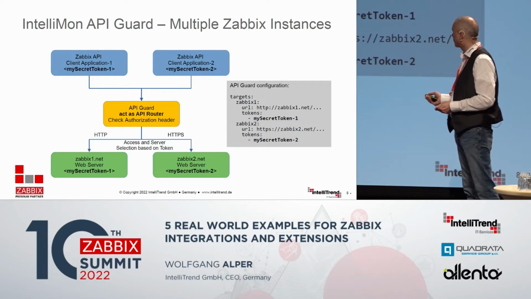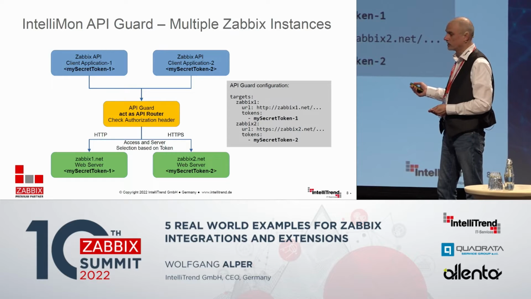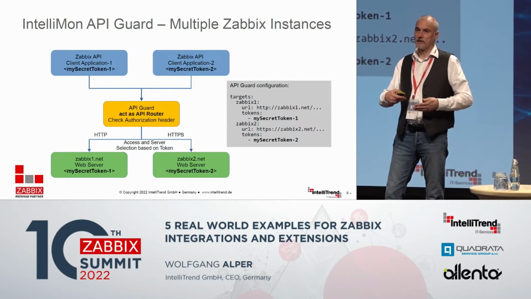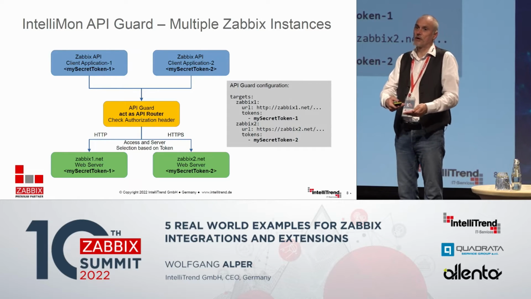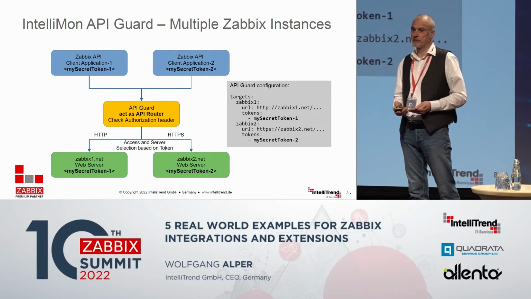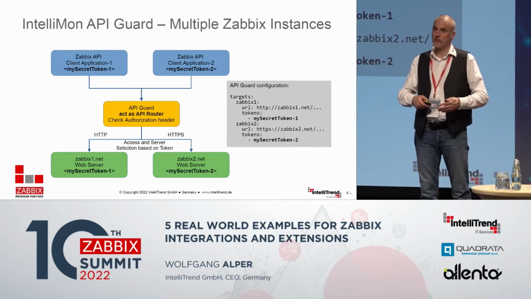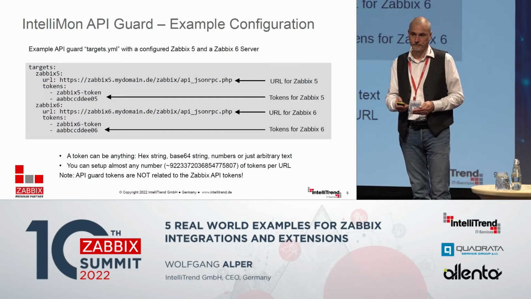And the configuration for the API Guard is pretty simple and straightforward. We have targets. You can see on the right-hand side our target, Zabbix 1, and we can assign a URL to Zabbix 1 and a set of tokens, and we can do the same for Zabbix 2. If there is a match on the token, then the request will be forwarded to the proper destination. And again, you will only be able to access the Zabbix API here. You won't have access to the entire front end, just the Zabbix API.